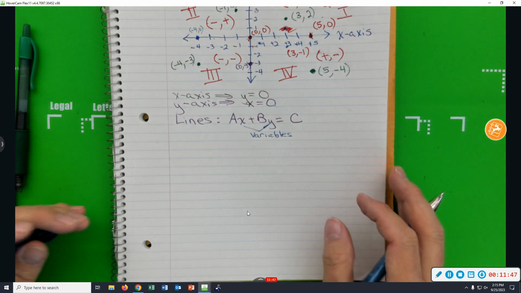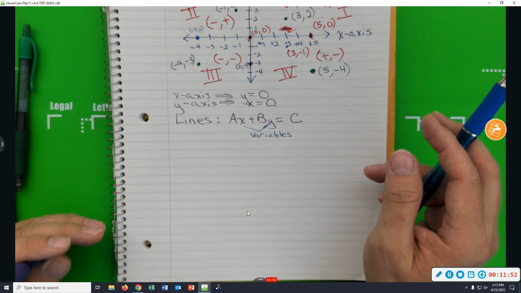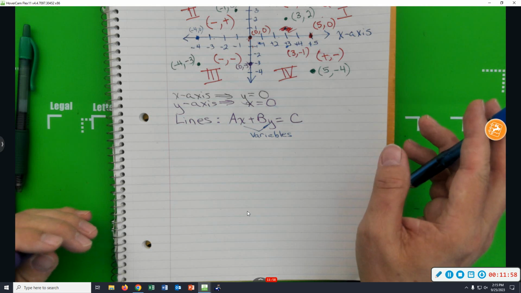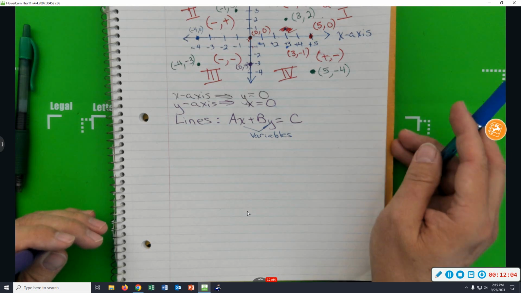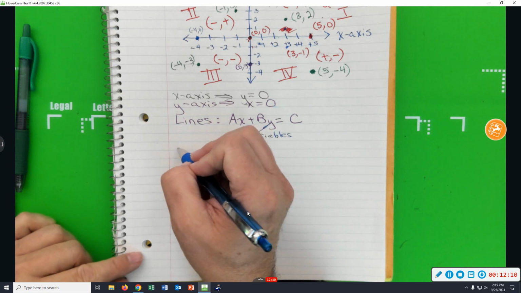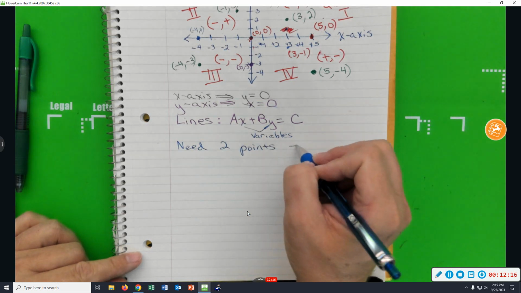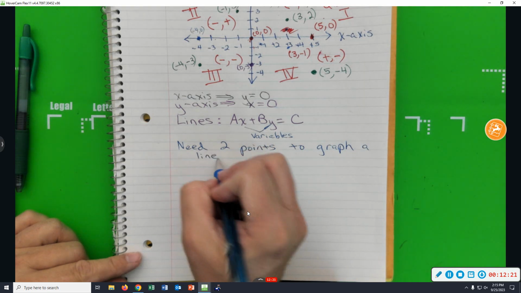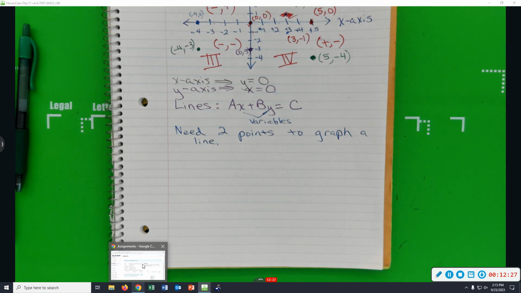How many points do you need in order to uniquely draw a line? I remember in high school I was always told, get 3 points. Make sure that you didn't mess up. But what's the minimum number of points you need to uniquely draw a line? 2 points. That's what this line tool is going to use. To graph a line, you need 2 points. And with that in mind, let's look at number 1.